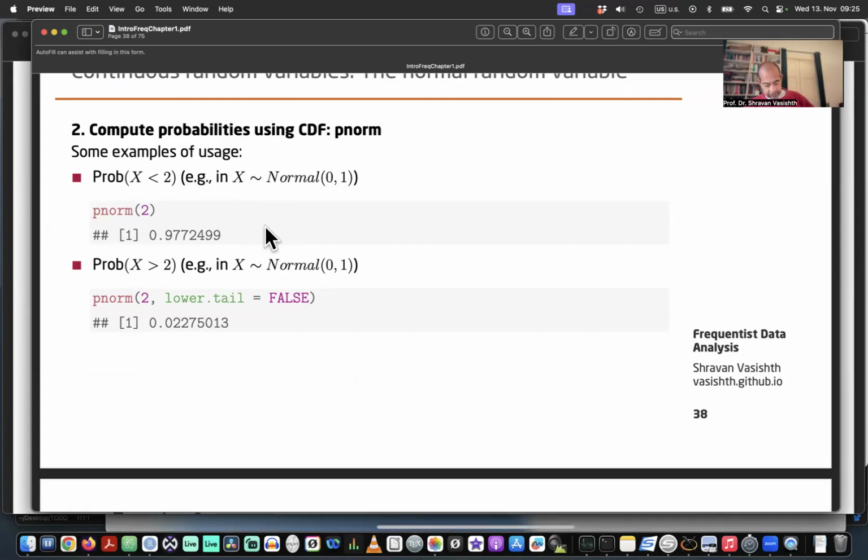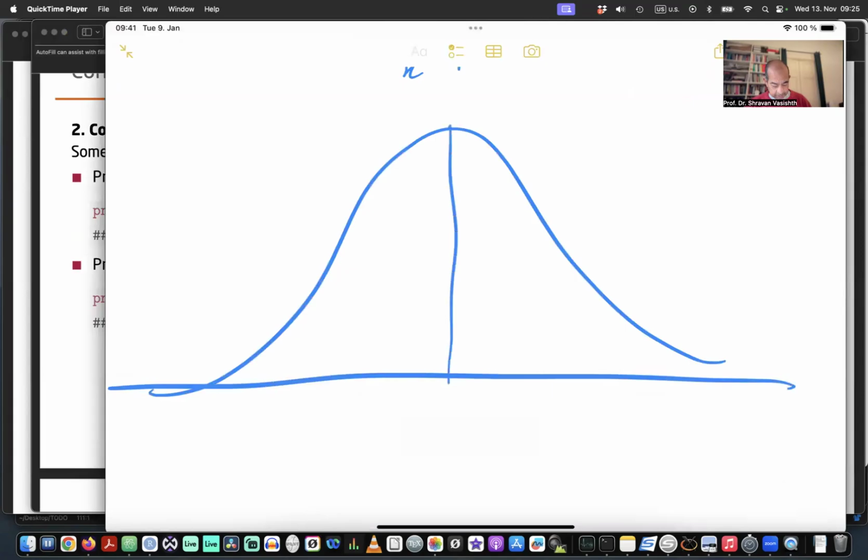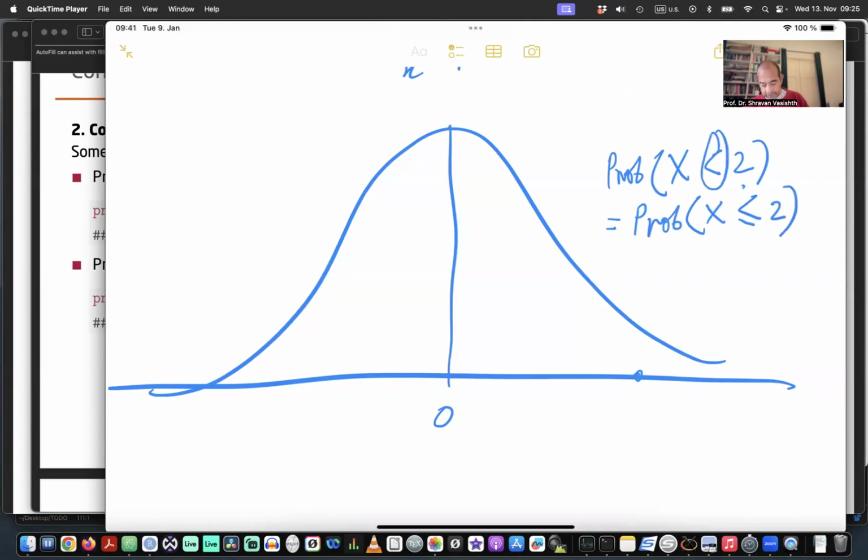So graphically, what's going on? We should always have a graphical intuition about what's happening here. So if we look here, this is a standard normal distribution, mean 0, standard deviation 1. If I ask a question like, what is the probability of observing a number like 2 or something less than that? Notice that these two statements are identical, X less than 2 or X less than or equal to 2. These two statements are exactly identical because the probability of observing exactly 2 is 0, right?